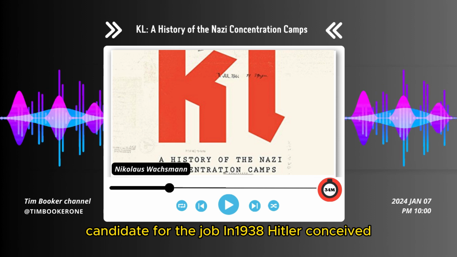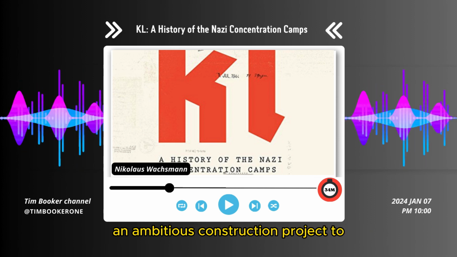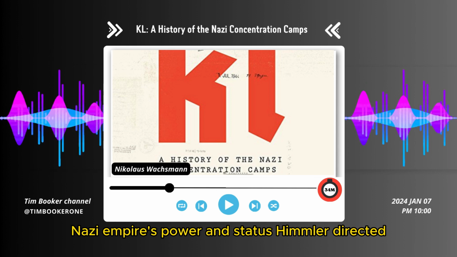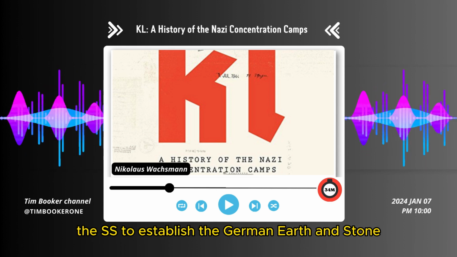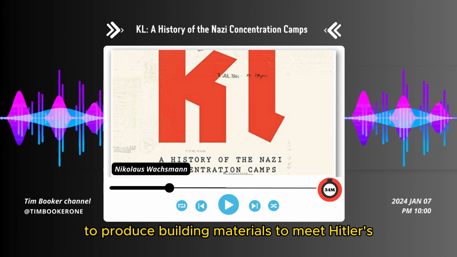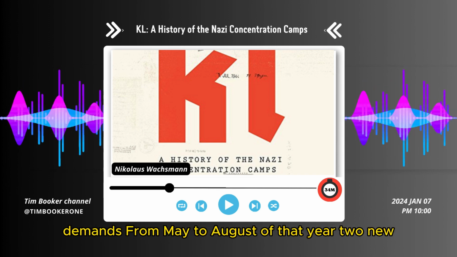In 1938, Hitler conceived an ambitious construction project to systematically upgrade major German cities, including the capital, Berlin, to showcase the Nazi Empire's power and status. Himmler directed the SS to establish the German earth and stone works, intending to use concentration camp labor to produce building materials to meet Hitler's demands.